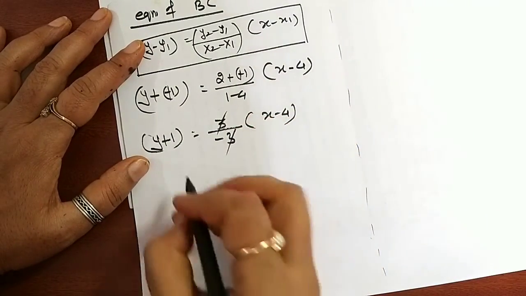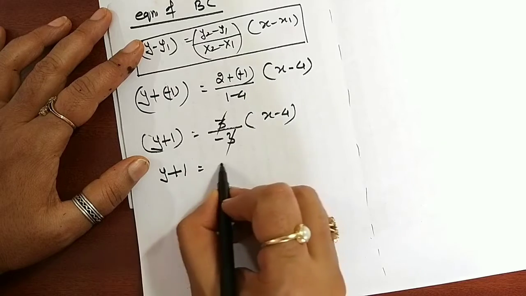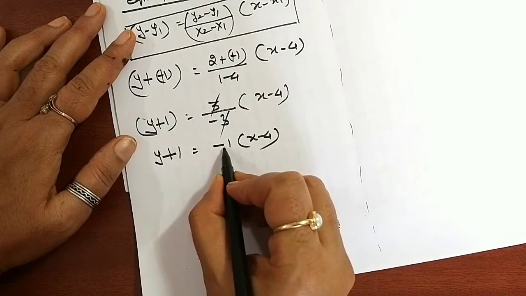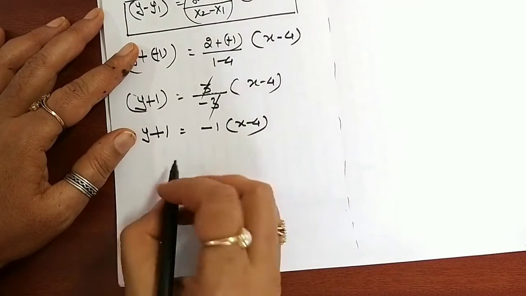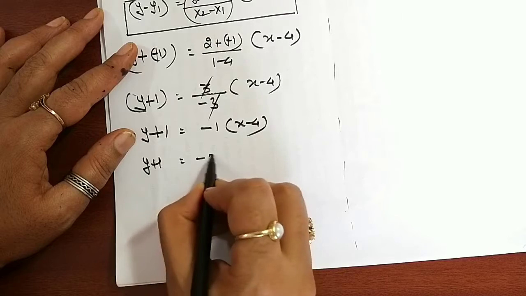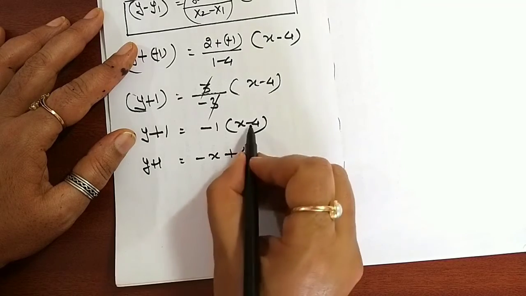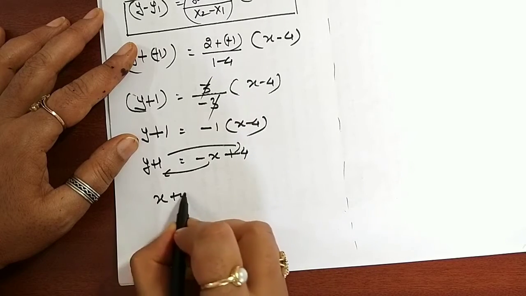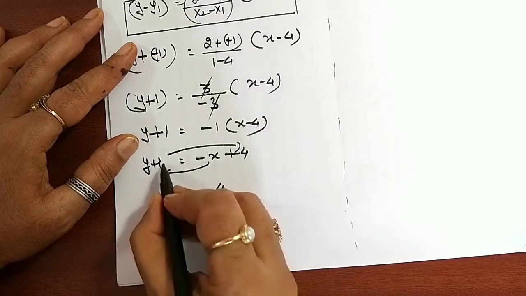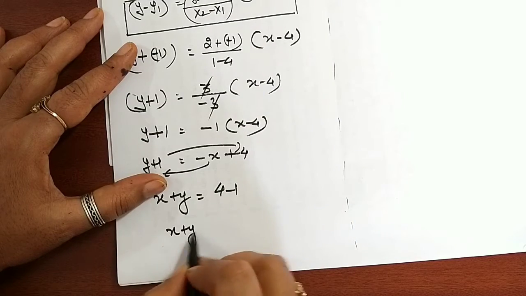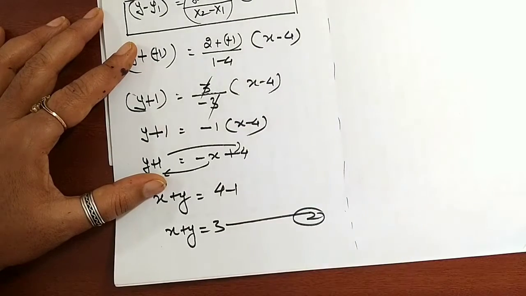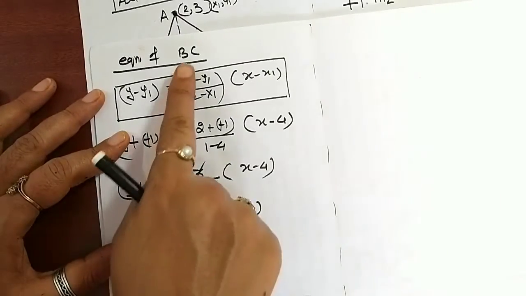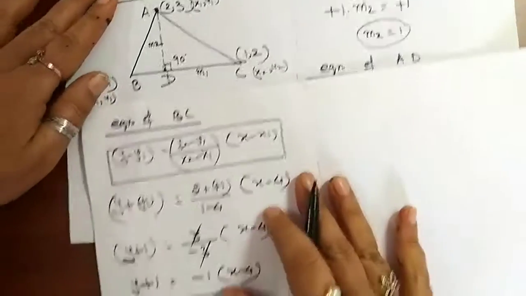So 3 cancel, guys. So I am getting y plus 1 equals minus 1 into x minus 4. So if I multiply minus inside, so I should get y plus 1 equals minus x plus 4. This minus will become plus. Now I am taking this here and this here. So it is x plus y. 4 was already there. 1 will become minus 1. So equation is x plus y is equal to 3. This is equation number 2. Okay, so this is the equation of line BC.